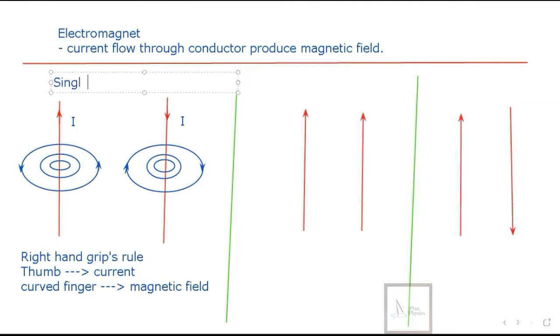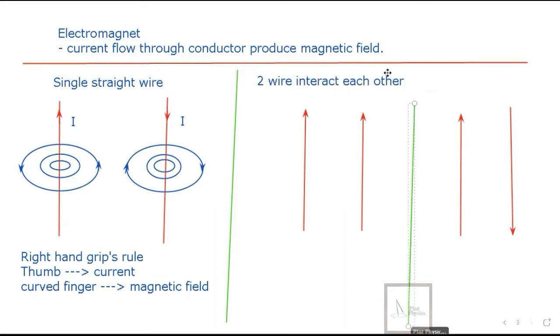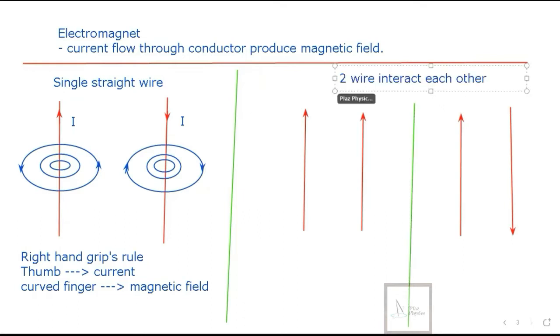This one is a single straight wire. This one is two wires near to each other that interact with each other. Later we will see the catapult force. Okay, how to find this? Like this. First, draw two circles also. Then draw the direction of the magnetic field. Both are anti-clockwise. Because magnetic field lines cannot cross each other.